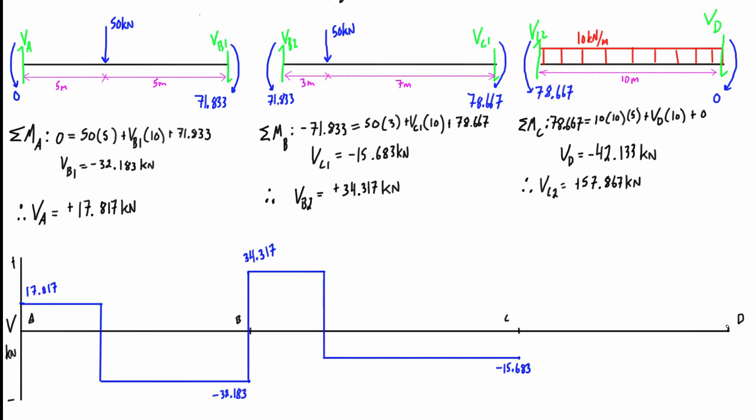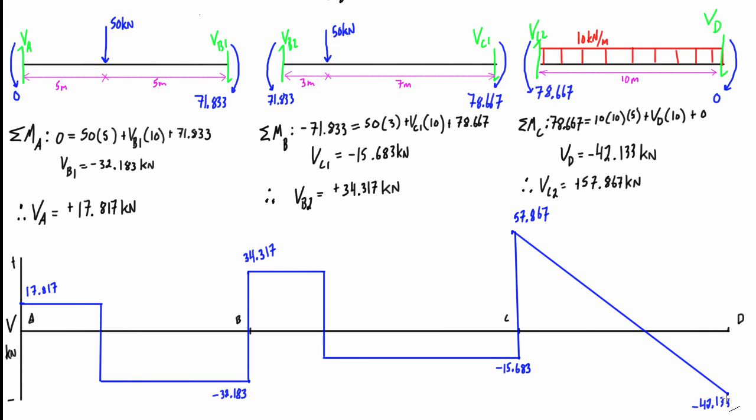So in section CD, we found that VC2 is positive 57.867. And then the shear at D was VD, that's negative 42.133. So we can go ahead and connect these 2 points first because we know there's going to be a big jump up there for the reaction at C. And then we know that in this region, the shear falls linearly by 10 kilonewtons per meter as we go along. Or what we can do is just acknowledging that it's a constant distributed load, that we just connect these dots basically.